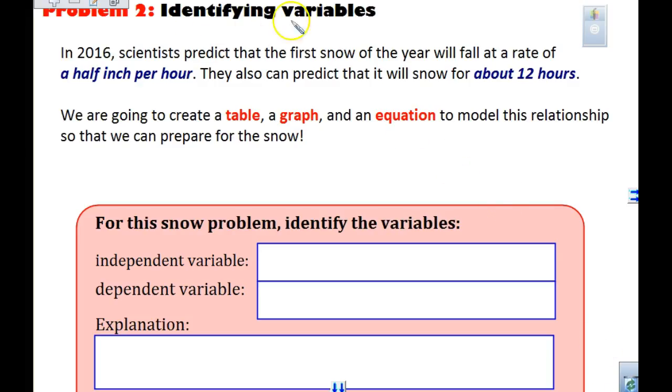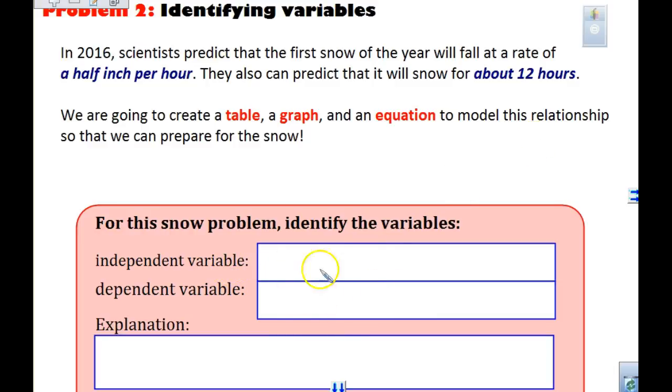So, identifying our variables. It says in 2016, scientists predict the first snowfall of the year will be at a rate of a 1/2 inch per hour. They also predict that it will snow for 12 hours. We're going to create a table, graph, and equation that will model this relationship. What would be our independent variable?